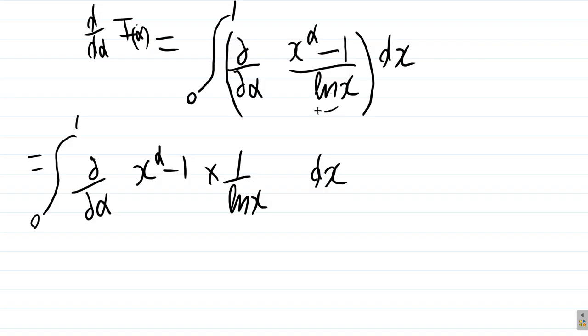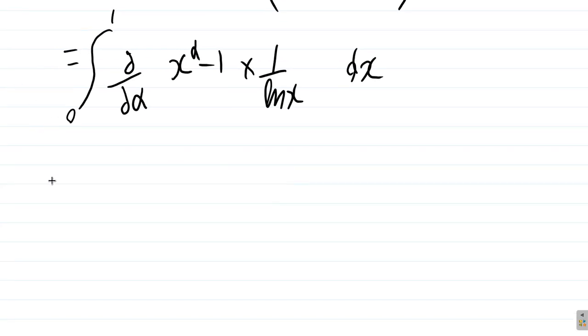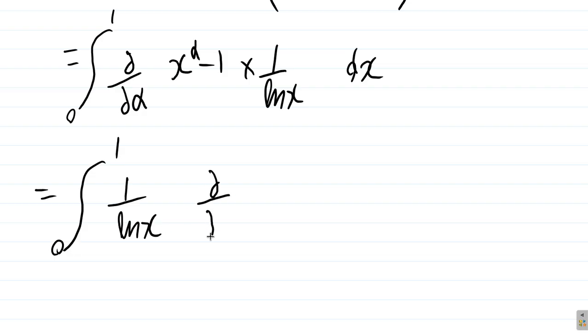I just shift this from under here to separate it, but I'm going to put it here. Alright, let me do it under. I'm going to put it back as the integral from 0 to 1 of, let's put it at the front, 1 over ln x times the partial derivative, partial by partial alpha of x to the alpha minus 1. We're going to integrate with respect to x, dx. Alright? Do you see that?